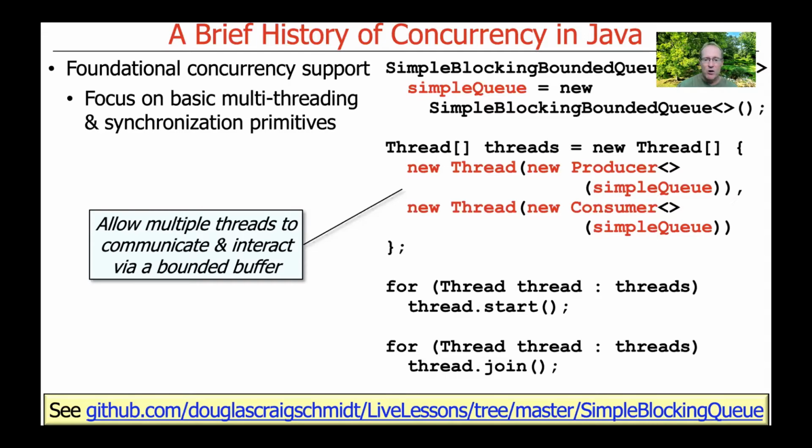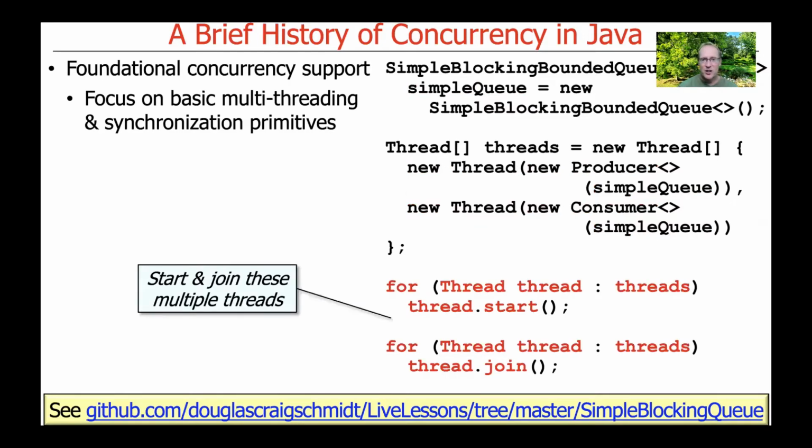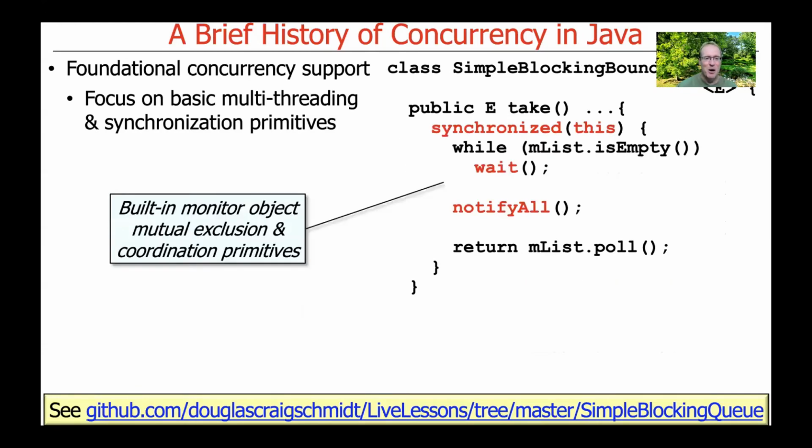In this model, we create an array of threads that share this simple blocking bounded queue. Then we have a loop that walks through that array of threads and starts both threads. They'll start up running. The producer will produce messages. The consumer will consume them. Then we have the main thread, the one that started off the other threads, wait for the other threads to exit by calling their join methods. So very simple, very basic. We'll see the pros and cons to this in a moment.